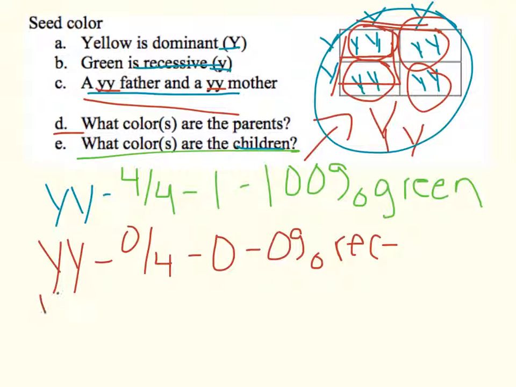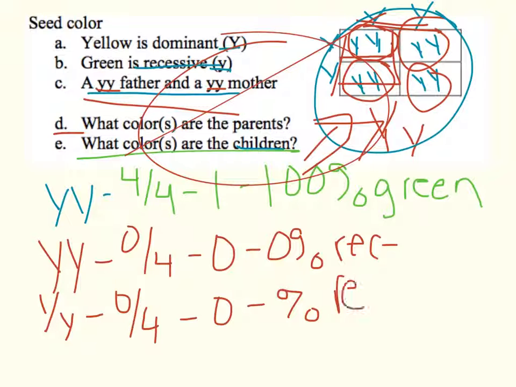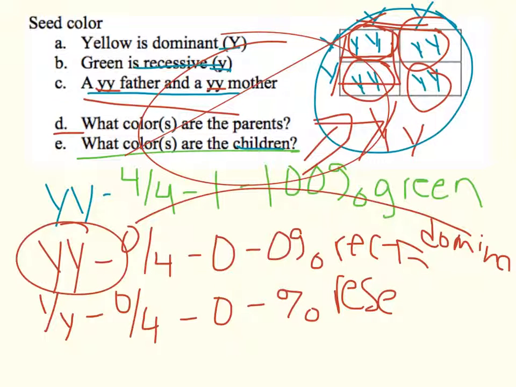So you'd put capital Y, lowercase y. And as you can tell, there are 0 of those, so you put 0 over 4, and that's 0%. Heterozygous is half of half, so technically that's recessive too. And this is going to be dominant because both of them are the same. Homozygous.